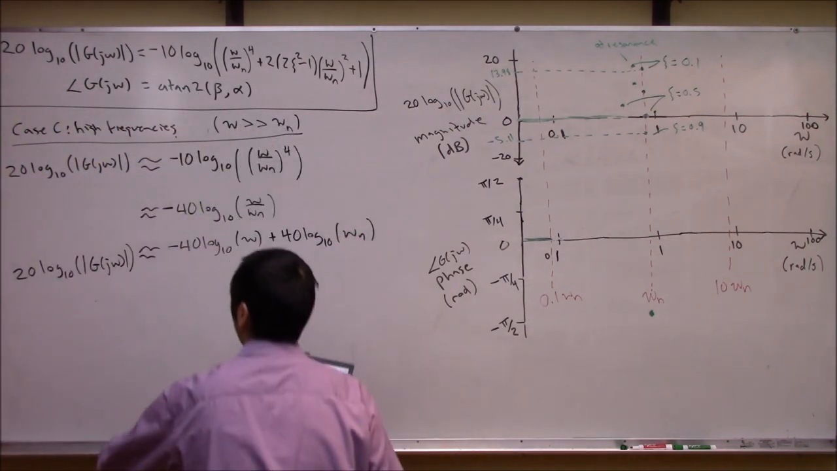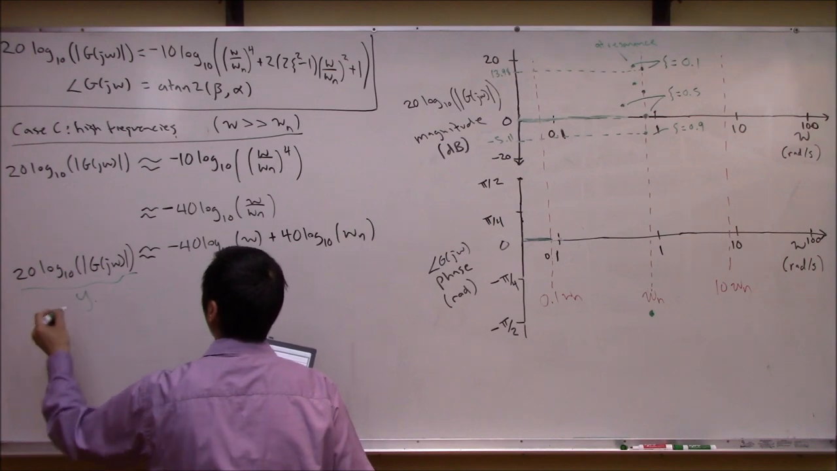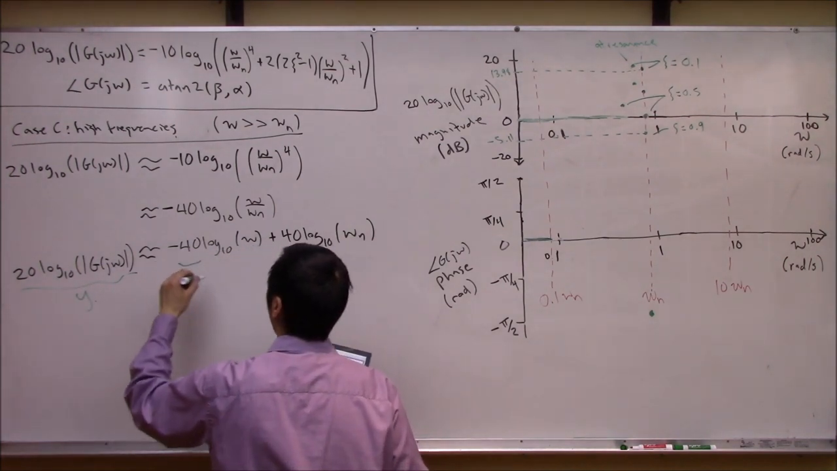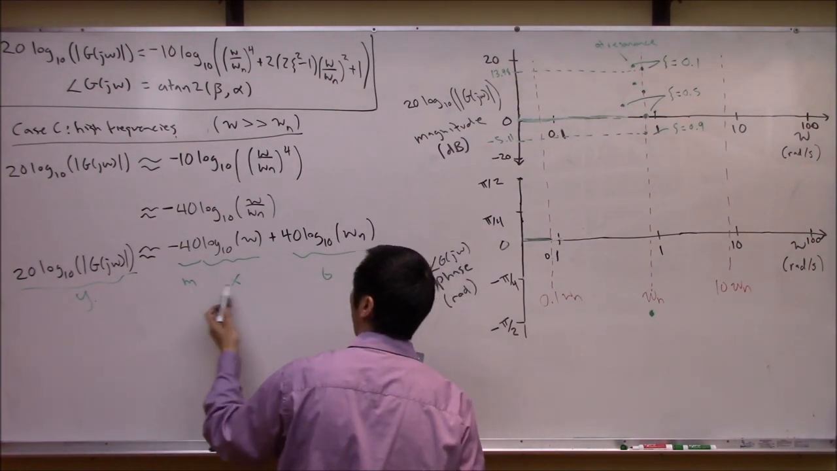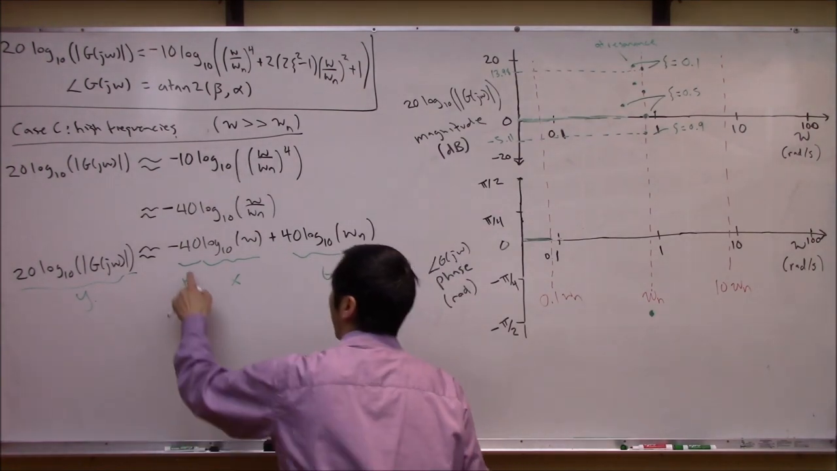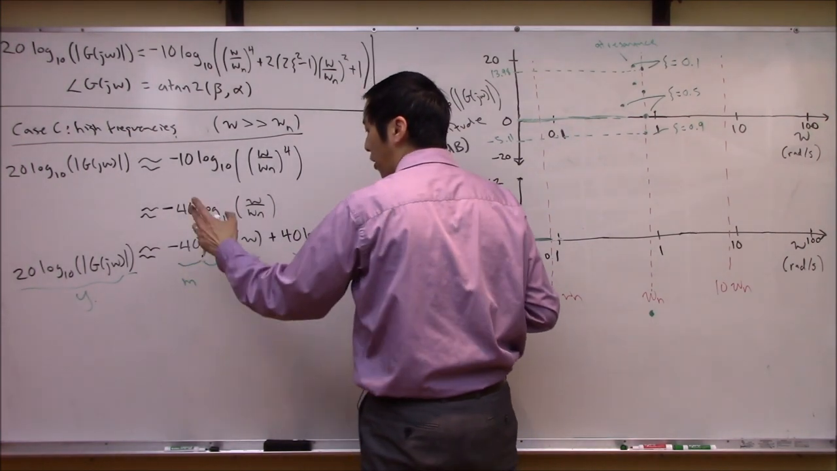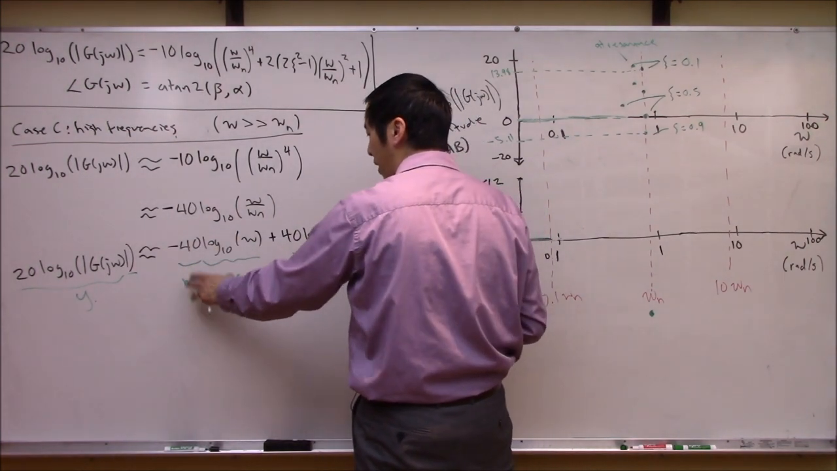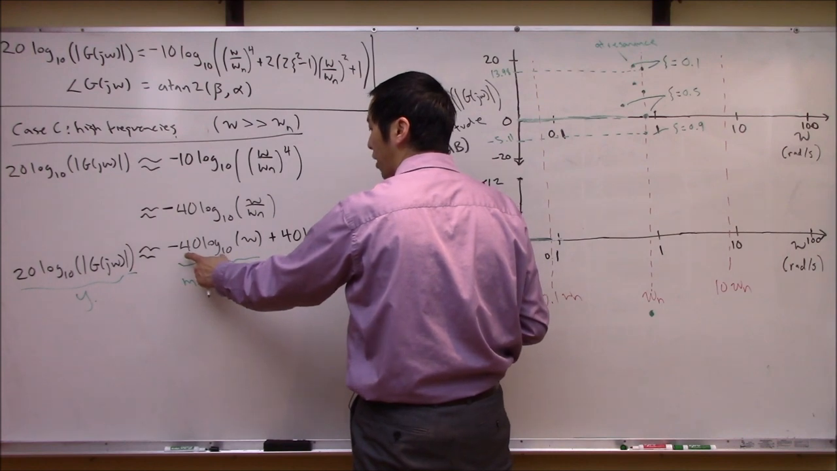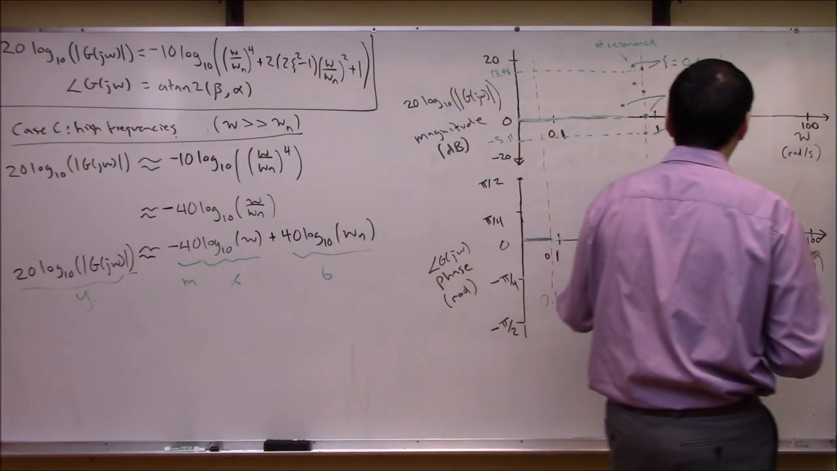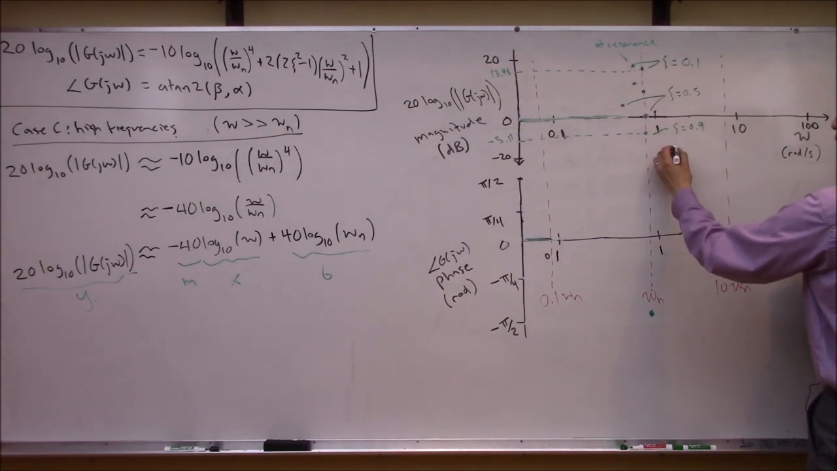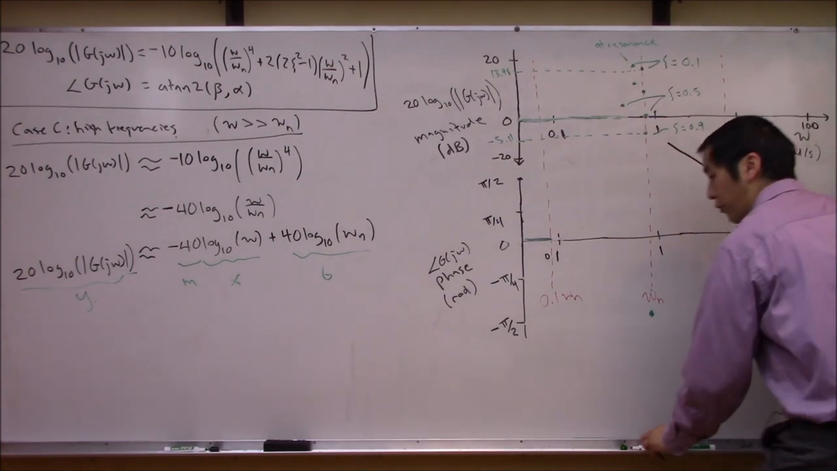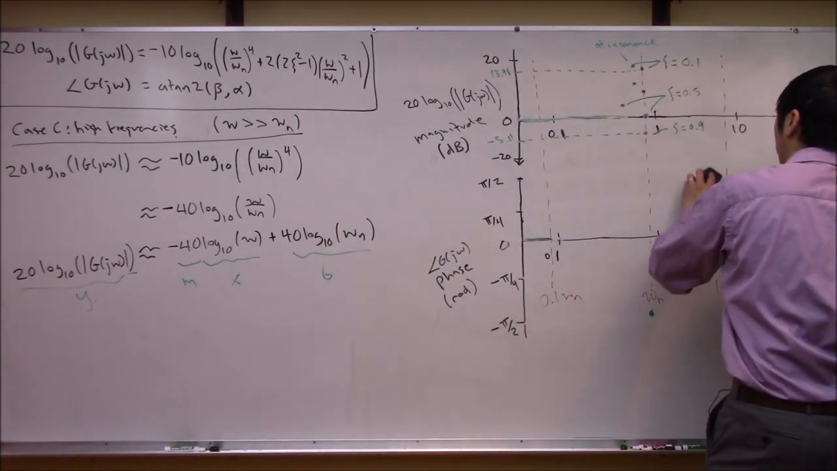And again, you end up with the y value equal to some slope m times your x-axis, and then your y-intercept. y is equal to mx plus b. So we see now that at high frequencies, the magnitude plot in decibels basically follows a line with a slope of minus 40 decibels per decade. So out here at higher frequencies, this thing breaks down, but now not at 20 decibels per decade, but 40 decibels per decade.